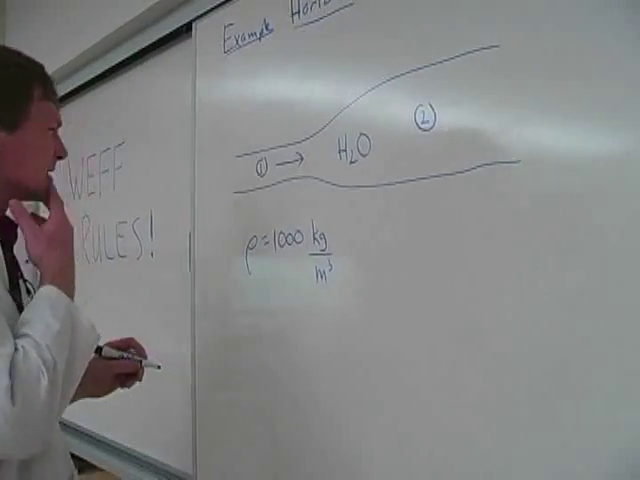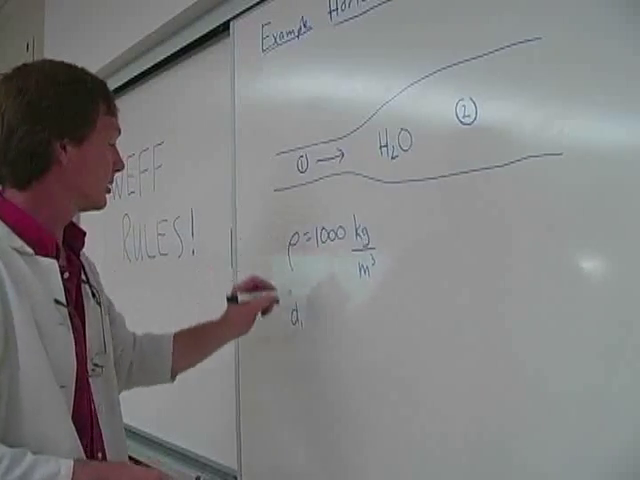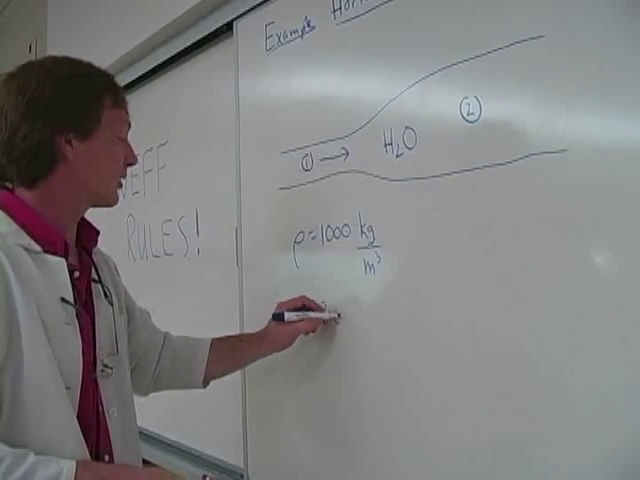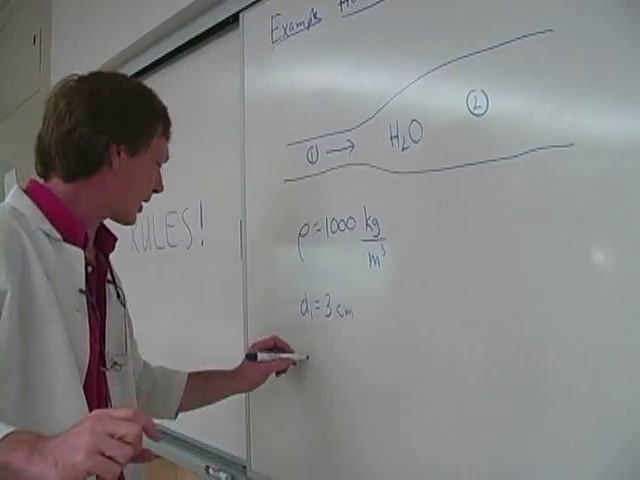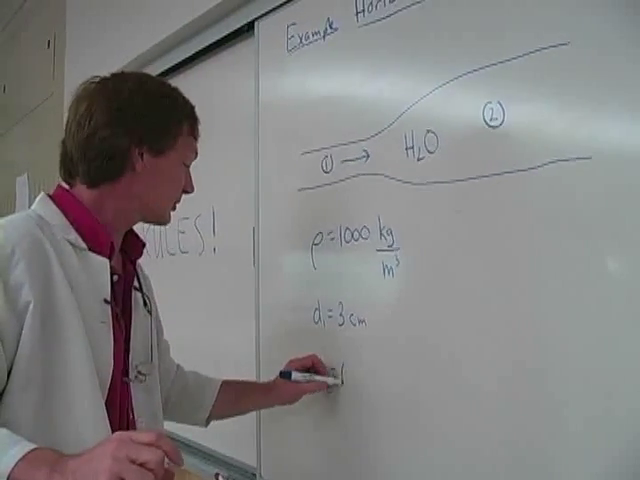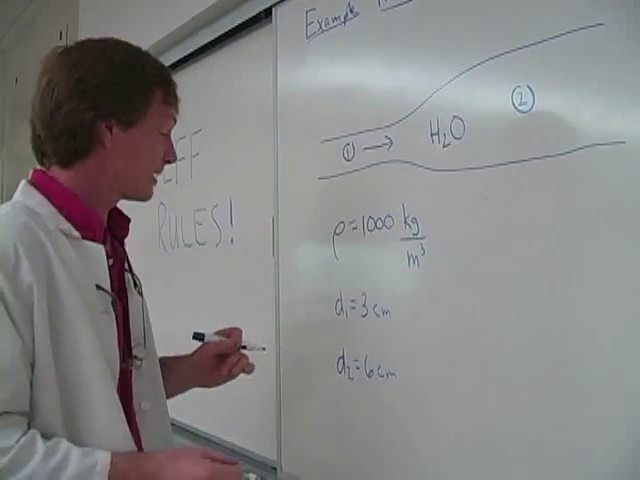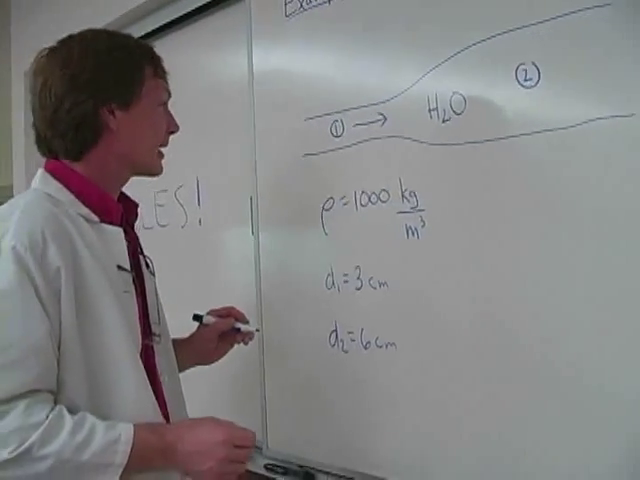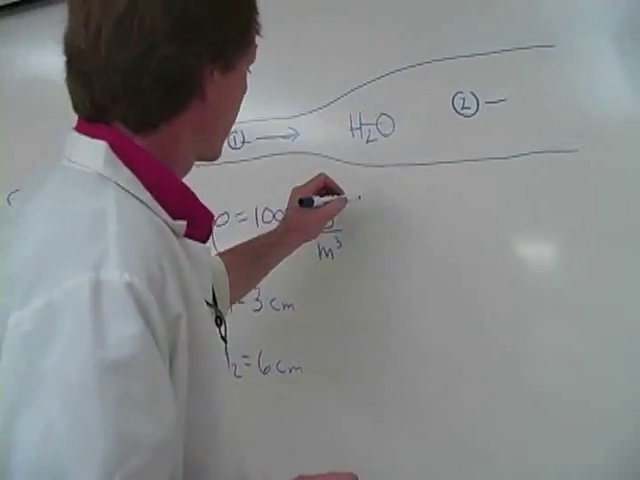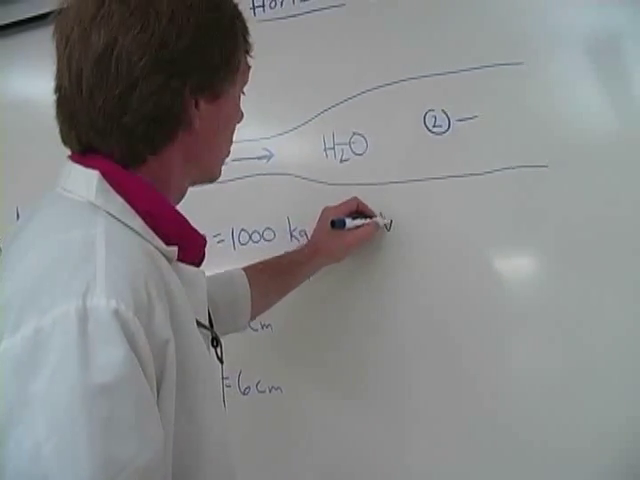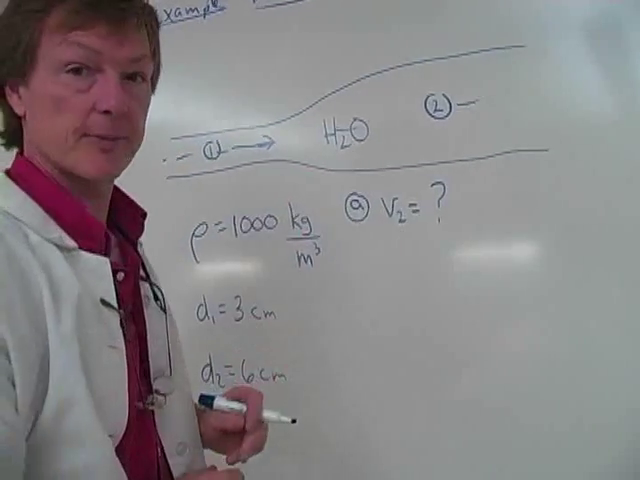And let's say the diameter of this first part is 3 centimeters. It's about like that. And the diameter of the second part, where it expands, is 6 centimeters. We'll double it up. So it expands out. And it's horizontal. So my first question is going to be, A, what's the velocity in the second section here?